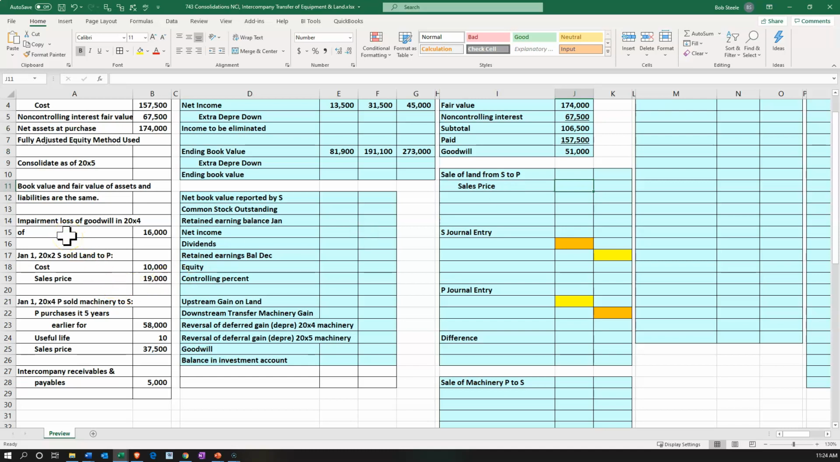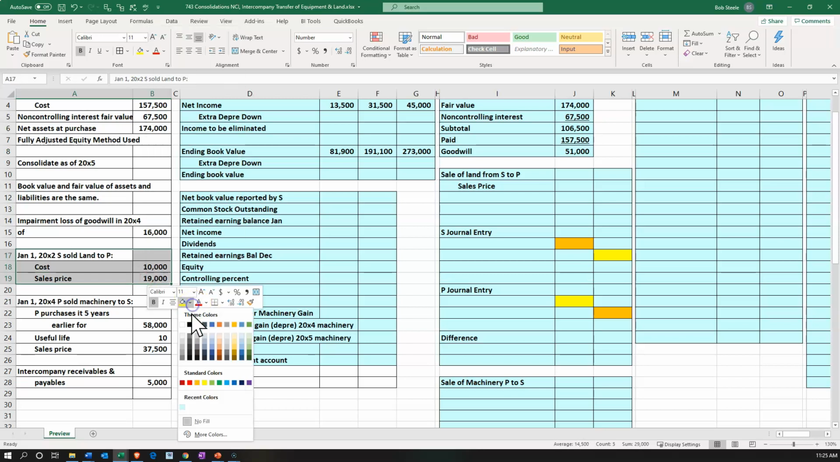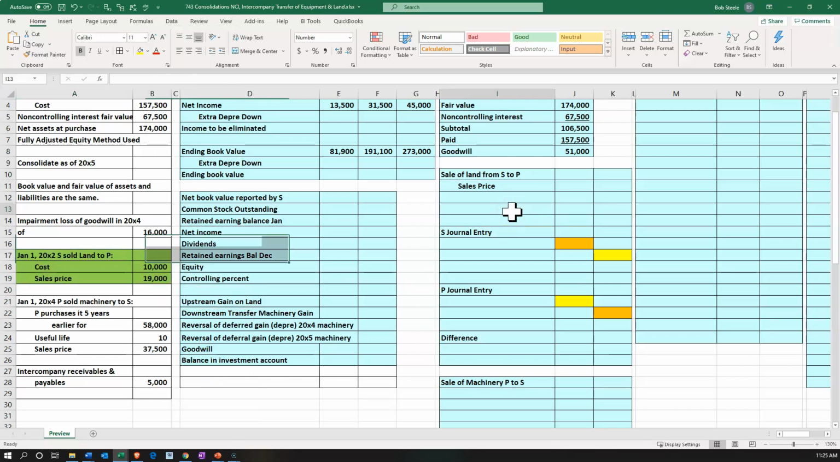And where was the land sale? This one. I'm going to highlight it and make it green since we're focusing in on it. The sales price of the land was $19,000. So I'm going to be picking up the $19,000. And the cost then is $10,000. So 10,000, I'm going to put that in the same column. Let's put a little underline on that, and that's going to be then the gain. There's going to be a gain that was recorded.